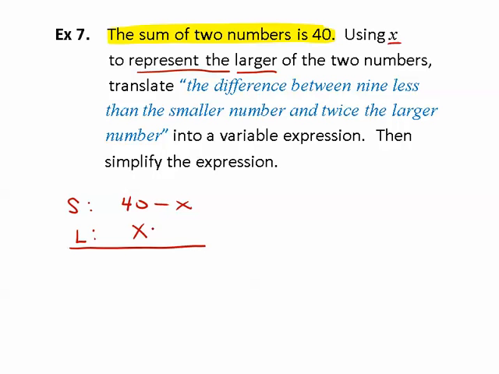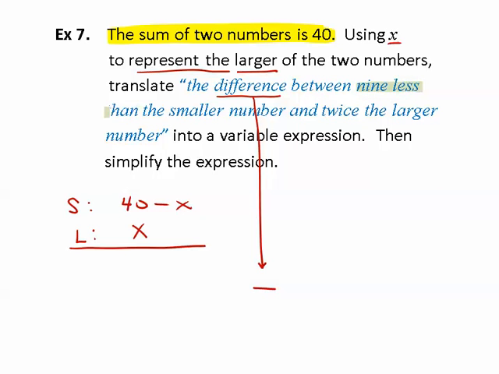So now that we have this set up, let's see if we can translate the verbal part of this expression. The difference between 9 less than the smaller number and twice the larger number. So let's go ahead and start here with the difference. We know what the difference means. Difference means to subtract. So let's go ahead and write the subtraction down here. Now, when they say difference, they're talking about two different things. So let's go ahead and try to coordinate this with coloration here. It's the difference between what?